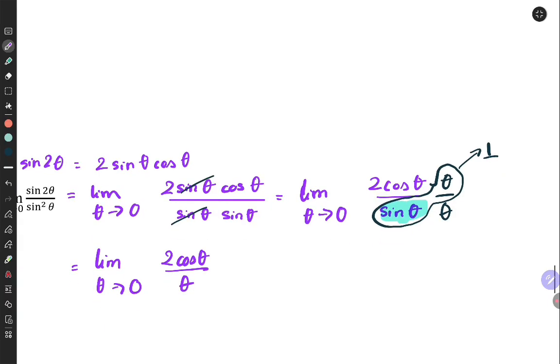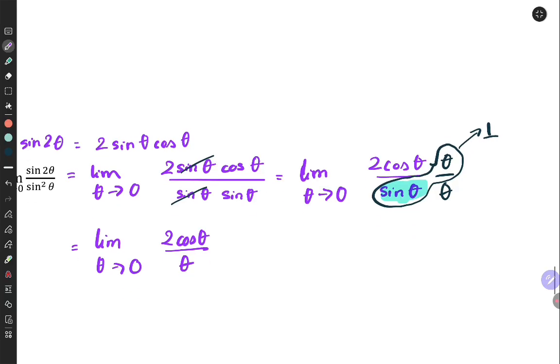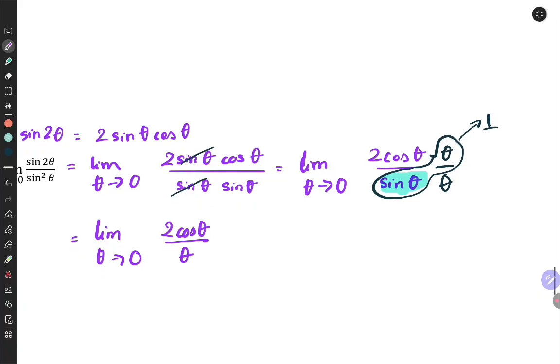You still have a theta on the denominator. You plug in again, you still have 0. How do you deal with this? But this time you don't have sine anymore. So it reduced a little bit already. You still have some theta down here, 0 down here. What else can you do?